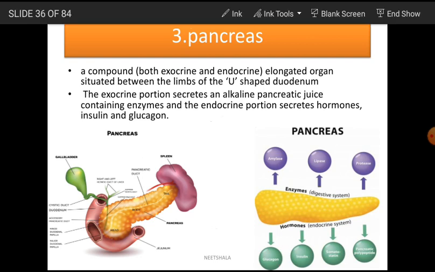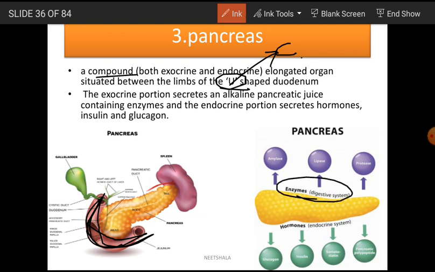Let us now talk about pancreas. Now pancreas is an exocrine as well as an endocrine gland, hence it is known as a mixocrine or a compound gland. Now compound gland means it consists of both exocrine secretions as well as endocrine secretions, and its location is between the limbs of the U-shaped duodenum or the C-shaped duodenum. In the new textbook it is given as C-shaped duodenum, so you can follow the same. Now exocrine portion, as you can see over here, this is the exocrine portion.